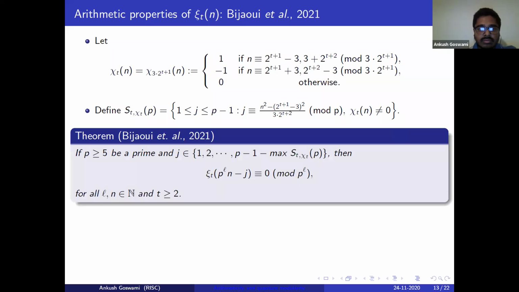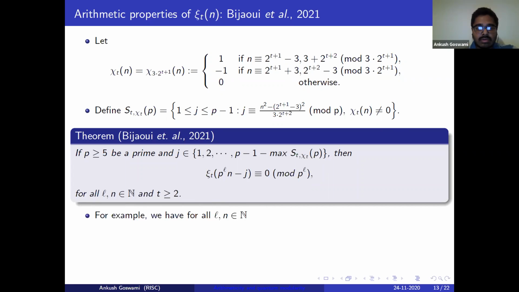Okay, so now the main result of Bijavi and others states that if p is bigger than or equal to 5 is a prime, and j is a positive integer in this set, then you have these congruences mod powers of primes for the generalized Fishburn numbers xi_t. This holds true for all positive integers l and n, and this is true for all t bigger than or equal to 2.